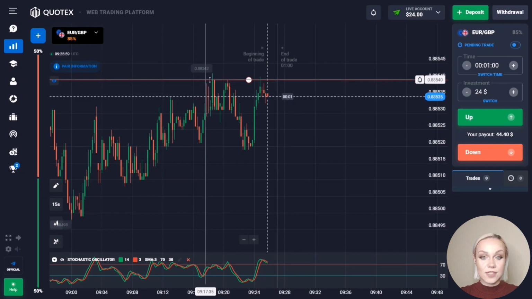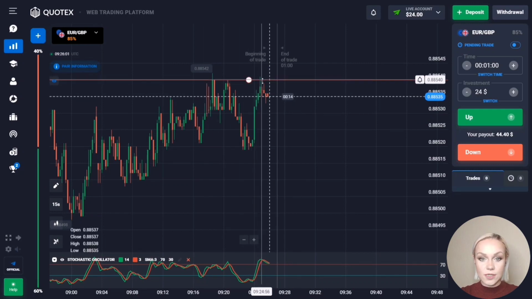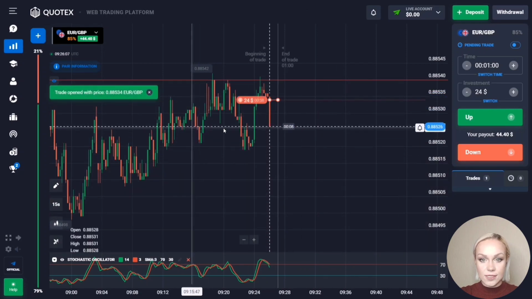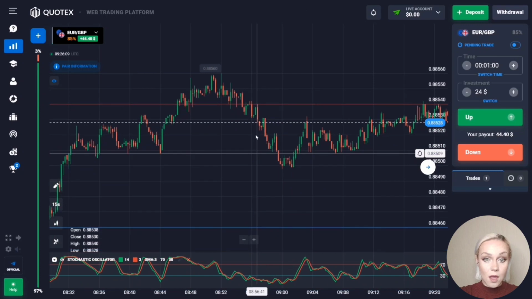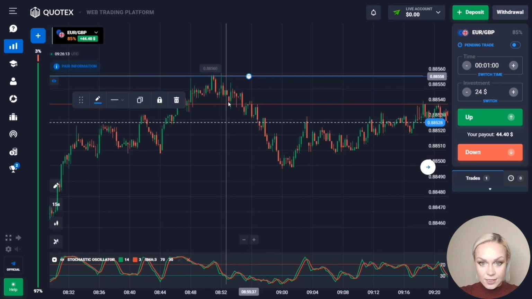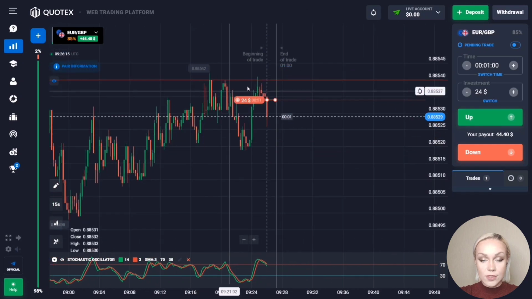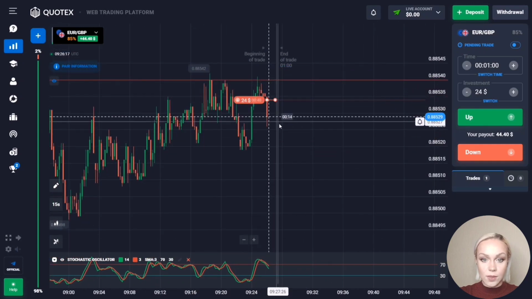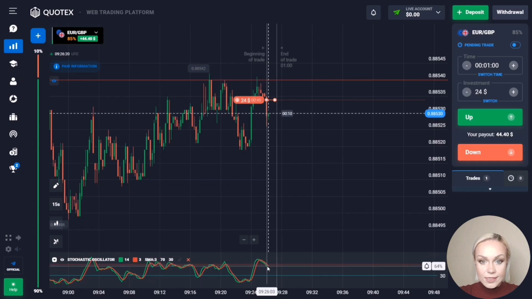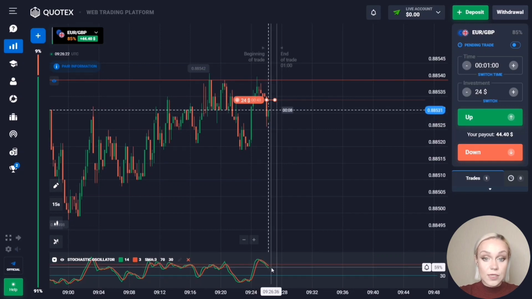So here we have the level of resistance. We'll also see that at the moment there is a pullback from the level. Let's open a 1 minute trade for a fall. We see that the main level of resistance is also slightly higher. At the moment, there is a pullback from the internal level of resistance. At the same time, we see that our indicator crosses the horizontal line with a mark of 70 from above down. This tells us that the price will move down soon.